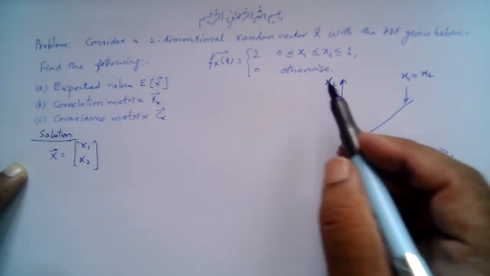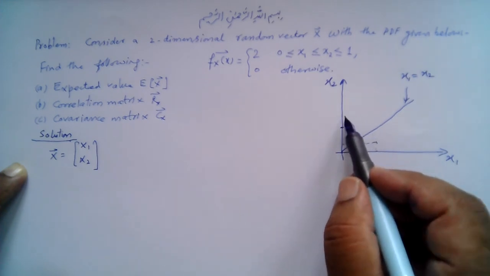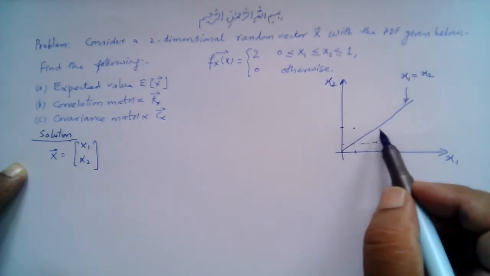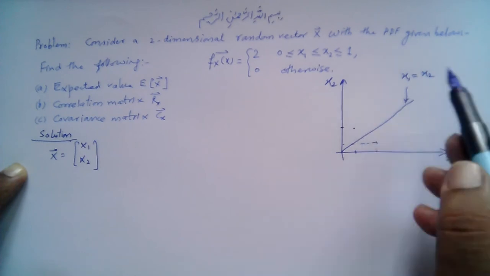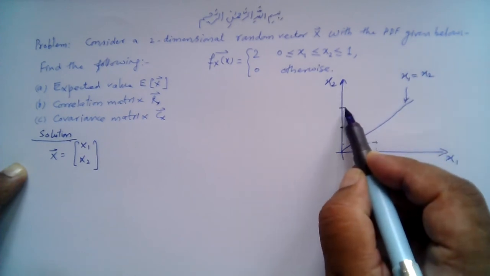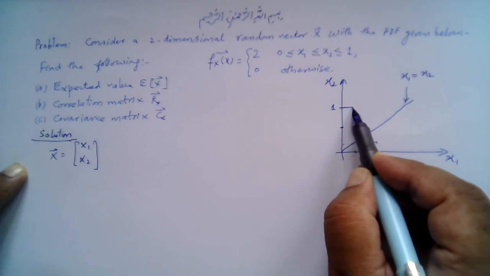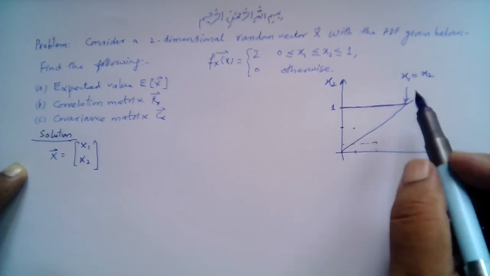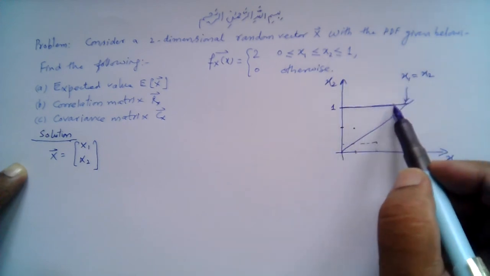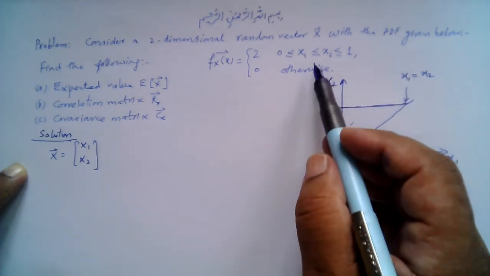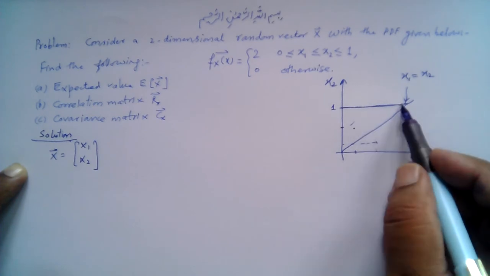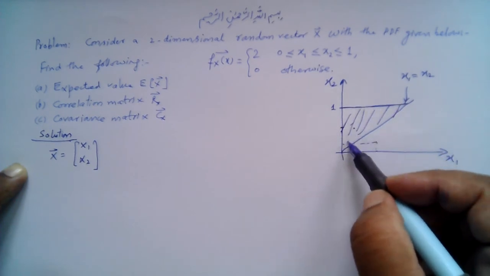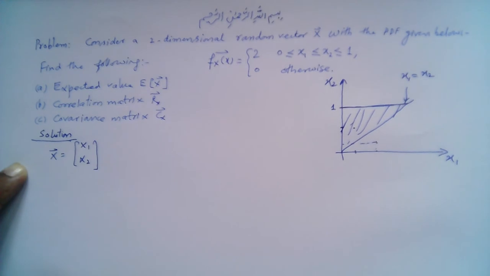And x1 is greater than 0. It means we are on the right side of this x2 axis, right? And x2 is less than 1. Suppose we have a 1 here, x2 is 1 here. So x2 is equal to 1 is this line, right? Bounded by this line. So x2 less than or equal to x1 is below this, and x2 greater than x1 is this region, right? So it is basically this region where this probability is non-zero, right?